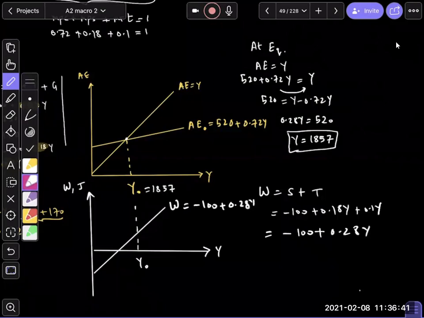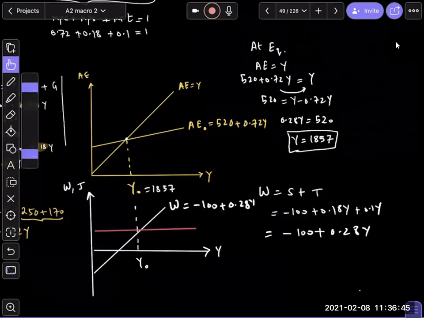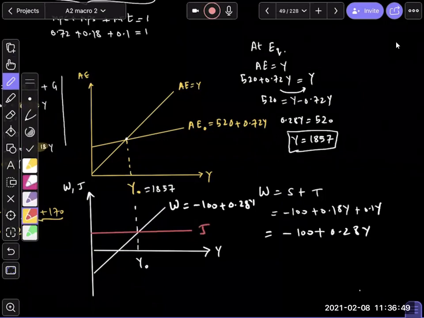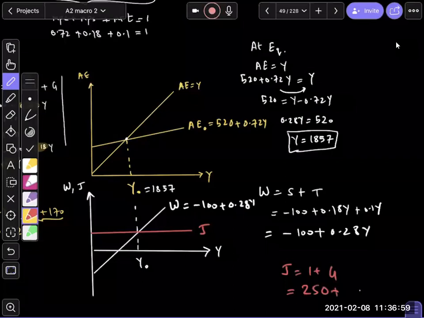right? And what is the J equation now? J is I plus G. So what is I? 250 plus 170 is equal to 420. So I'm going to write J is equal to 420.